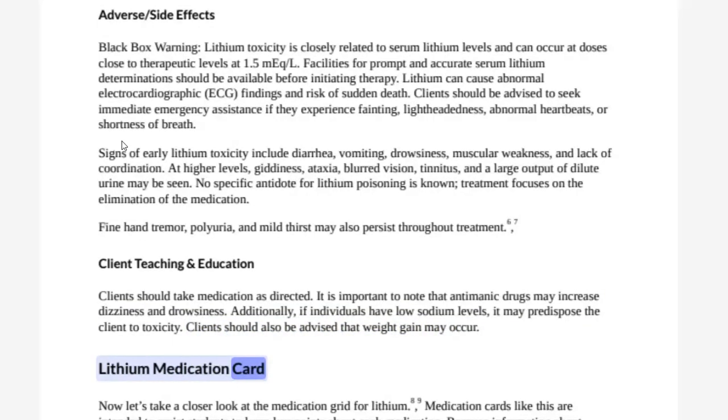Lithium medication card. Now let's take a closer look at the medication card for lithium. Medication cards like this are intended to assist students to learn key points about each medication. Because information about medication is constantly changing, nurses should always consult evidence-based resources to review current recommendations before administering specific medication. Basic information related to each class of medication is outlined below. Prototype or generic medication examples are also hyperlinked to a free resource at DailyMed. On the homepage, enter the drug name in the search bar to read more about the medication.